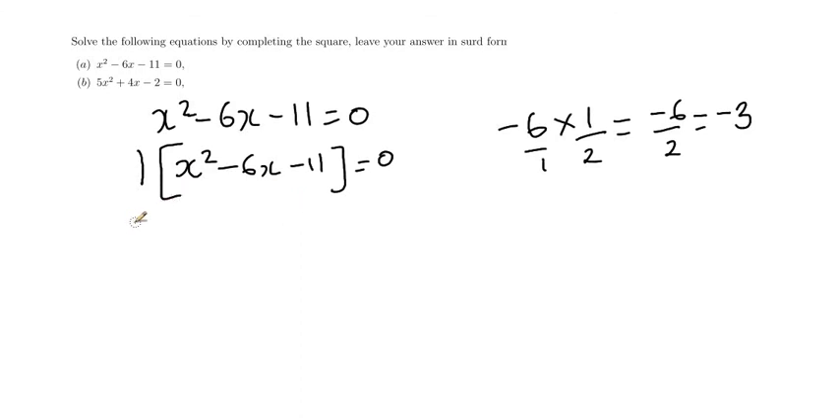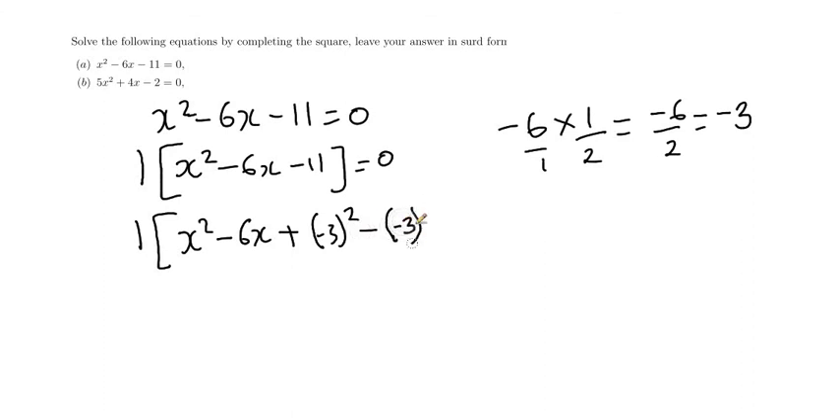So let's proceed. We have 1 outside there, then we'll maintain this term, x squared minus 6x. Then we'll add the value, we'll add negative 3 and then square it, and at the same time let's subtract it, negative 3 squared. And then we'll bring down that negative 11 there.